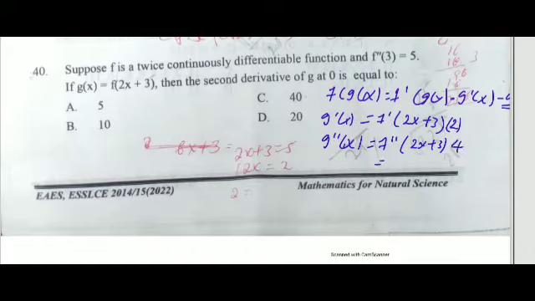Therefore, the second derivative of g at 0: substituting 0 here, 3 remains. So it is 3 times 4, but the second derivative of f at 3 is 5, so it is 5 times 4, which is 20. The answer is D.